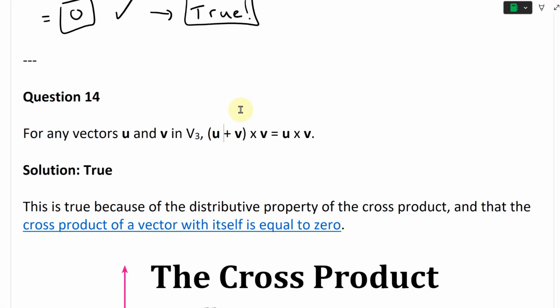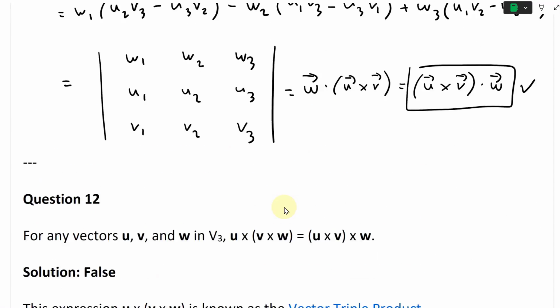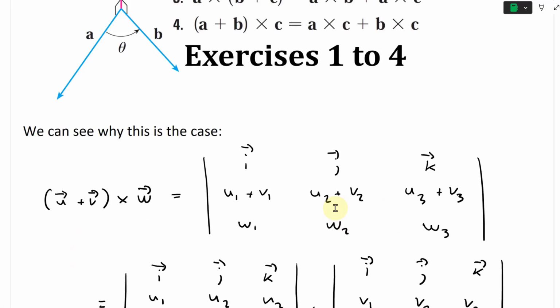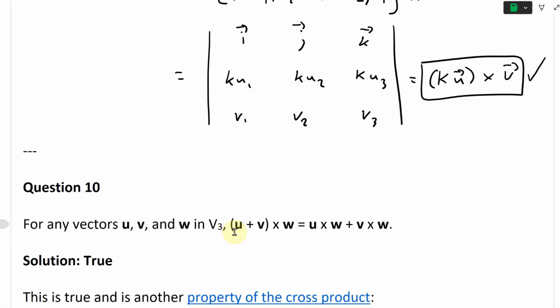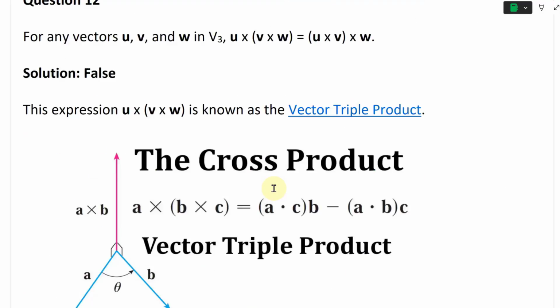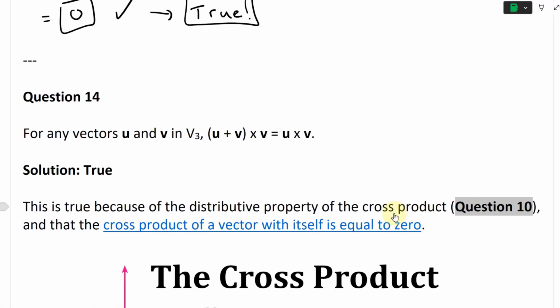So this is true because of the distributive property of the cross product, and this is actually question, I think 11 or 10. Yeah, we have it. Question 10. So question 10, we went over this one here. U plus V cross W is the same thing as writing U cross W plus V cross W there. So you can just multiply it inside, just like simple addition and multiplication. Yeah, and here I just put question 10 there.